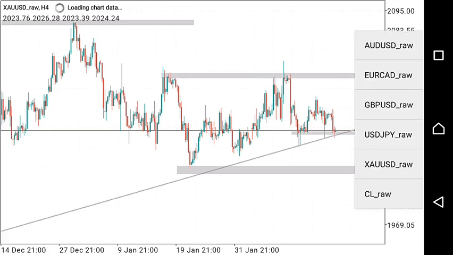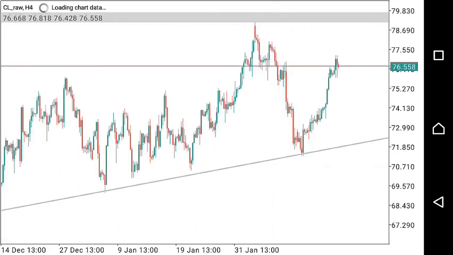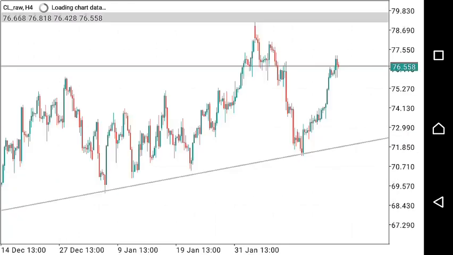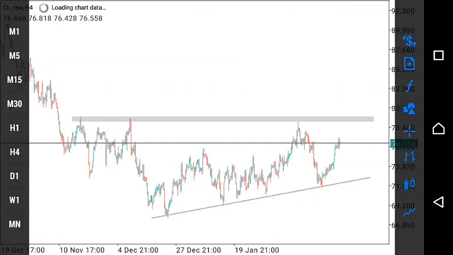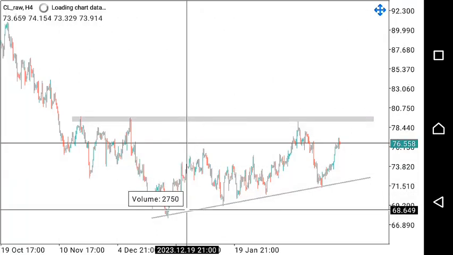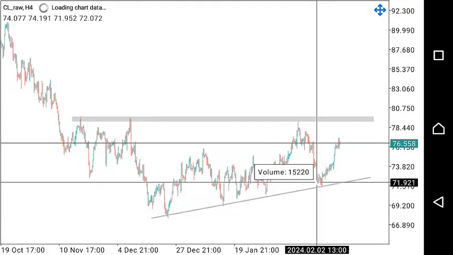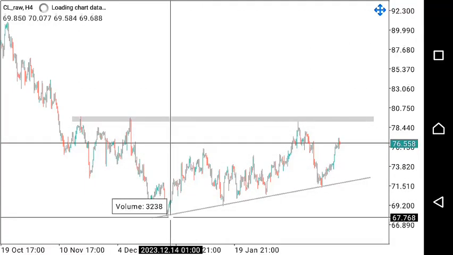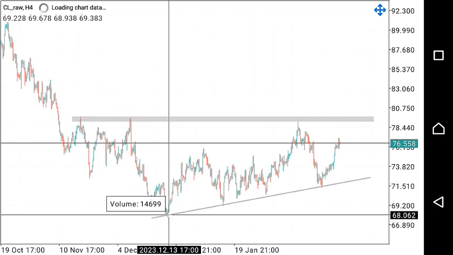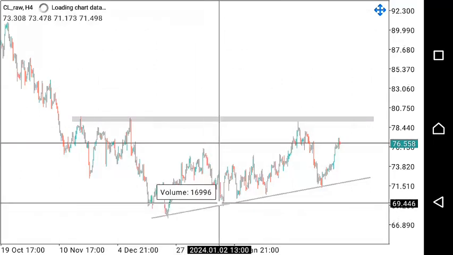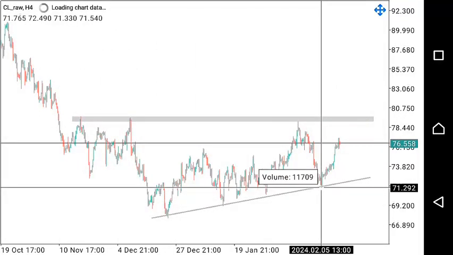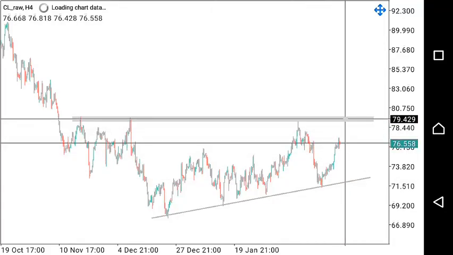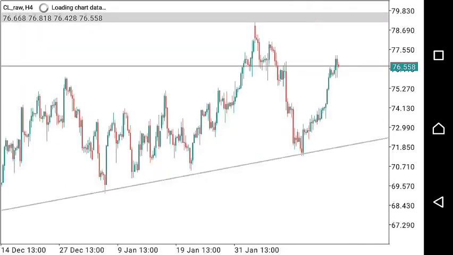So the last but not the least is crude oil. Throughout last week, crude oil has been trending to the upside, judging by this trend line right here, right? Higher lows, higher lows, higher lows, higher lows. Now price is almost at this resistance zone. Okay, it's almost at resistance zone.